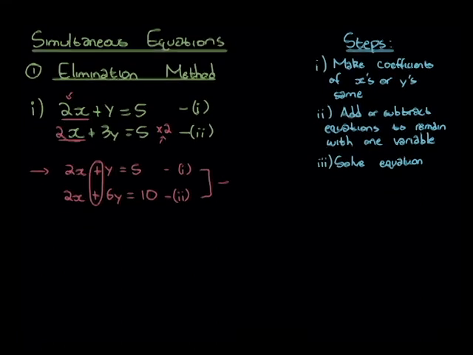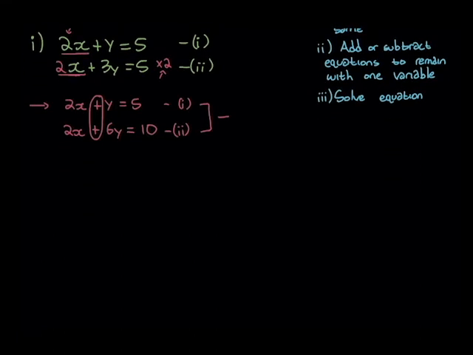I'll choose to subtract the first equation from the second equation. So I'm saying the second equation minus the first equation. This is essentially saying 2x minus 2x, which gives me 0, 6y minus y, which gives me 5y, is equal to 10 minus 5, which is 5. So 5y is equal to 5. We can divide both sides by 5, and you're left with y is equal to 1.